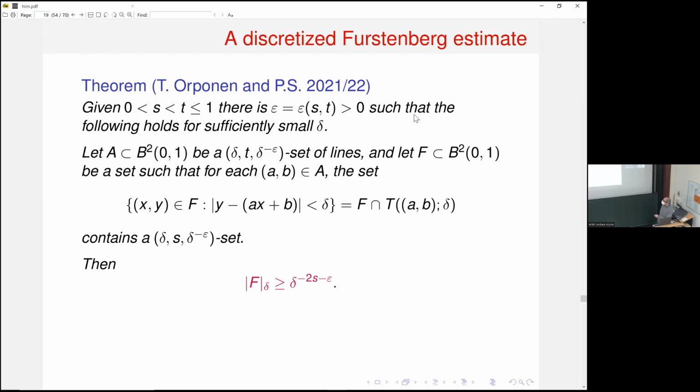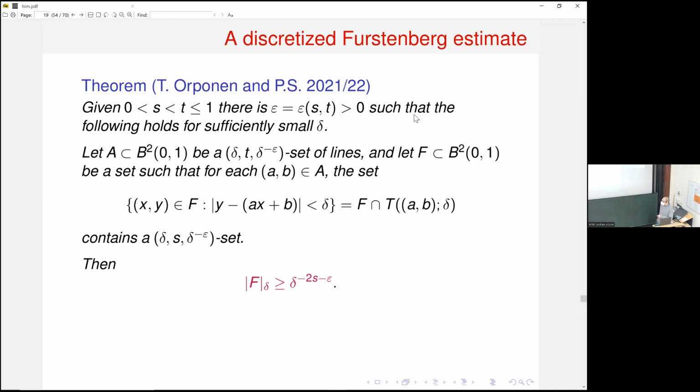Okay, so we have the same parameters as before. There is an epsilon as before. It's basically the same epsilon. And it says that if we have a set of lines, so A parameterizes the set of lines, and it's a delta T set, so it looks like a set of dimension T at scale delta. And then we have F, which stands for our Furstenberg set. Basically what happens here is that we don't know what happens on a line, but we know what happens in the delta neighborhood of a line. So we look at the points in F which are delta close to the line parameterized by AB. So this is essentially looking at the intersection of F with the tube centered around the line parameterized by AB with width delta. Then this should be S dimensional at scale delta.